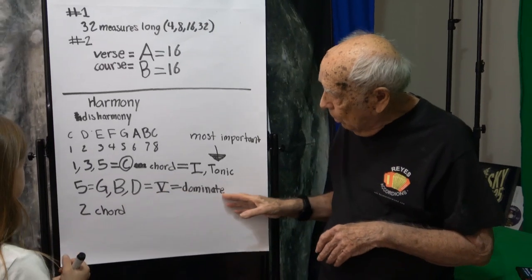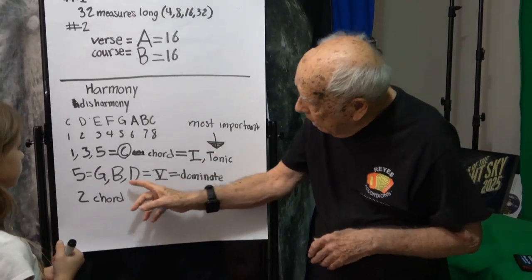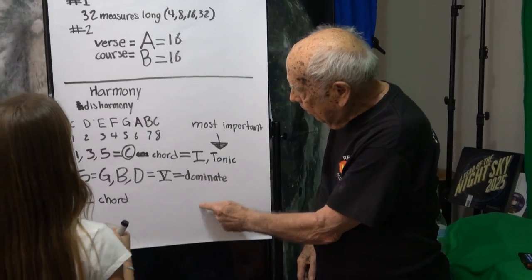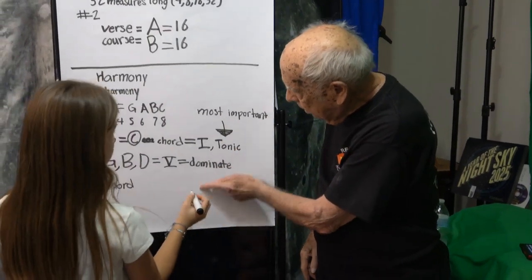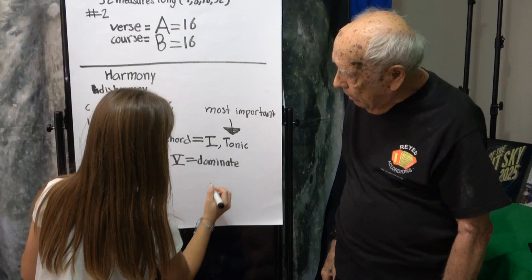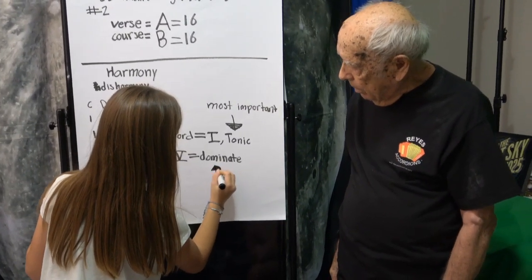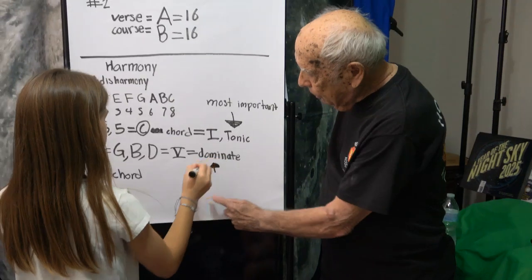Okay, so this guy, where are we at here? Dominant, put an arrow up. Same way, but arrow up. And leave some room to write down there. Good girl. Now, second most important.